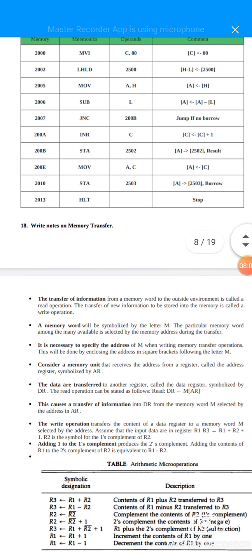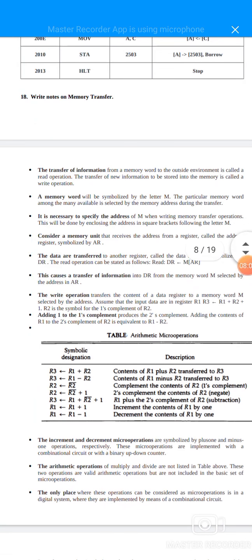18th question. Write notes on memory transfer. The transfer of information from a memory word to the outside environment is called a read operation. The transfer of new information to be stored in memory is called a write operation. A memory word will be symbolized by the letter M. The particular memory word among the many available is selected by the memory address during the transfer. It is necessary to specify the address of M when writing a memory transfer operation. This is done by enclosing the address in square brackets following the letter M.